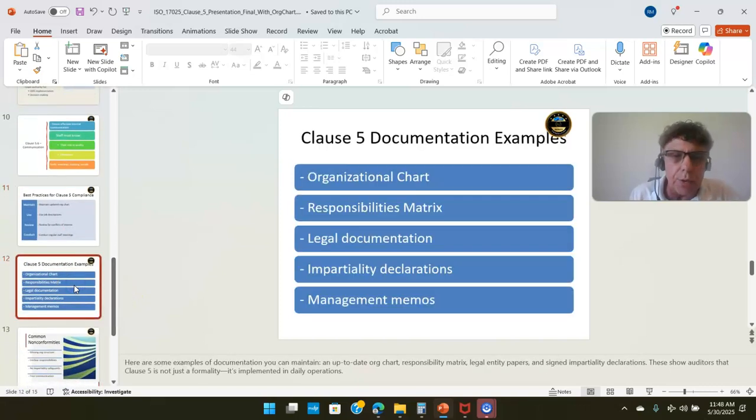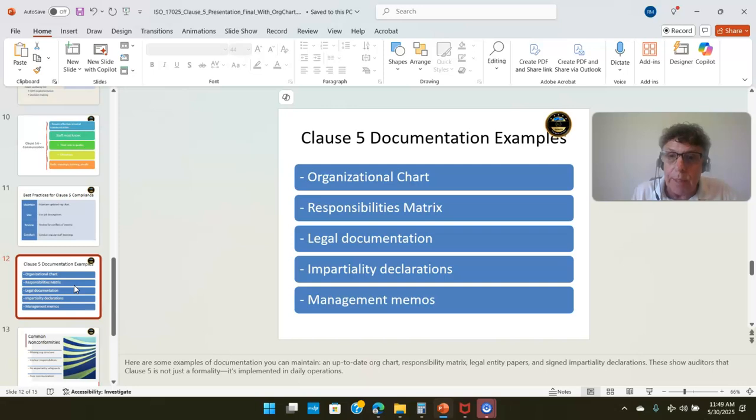Then we're going to get into an overview of the documentation examples that you would need to meet the requirements specifically for Clause 5. An organizational chart, a responsibilities matrix of some sort, legal documentation to prove that you are a legal entity as a laboratory or part of a bigger organization, impartiality declarations, and then management memos or proof that employees have signed off on the quality manual, emails, things like that. So these are just some examples of the documentation that would help you meet the requirements of Clause 5.